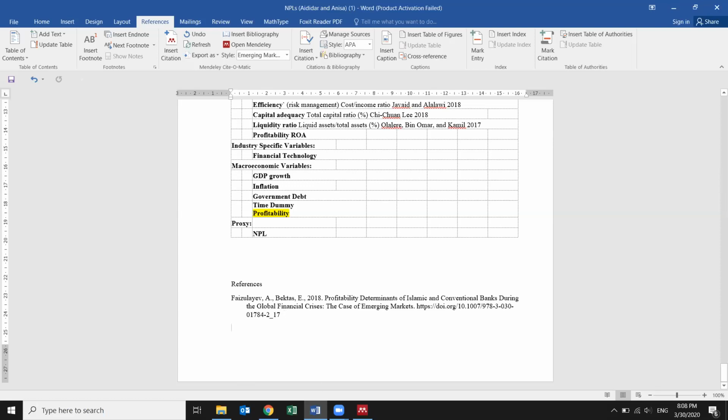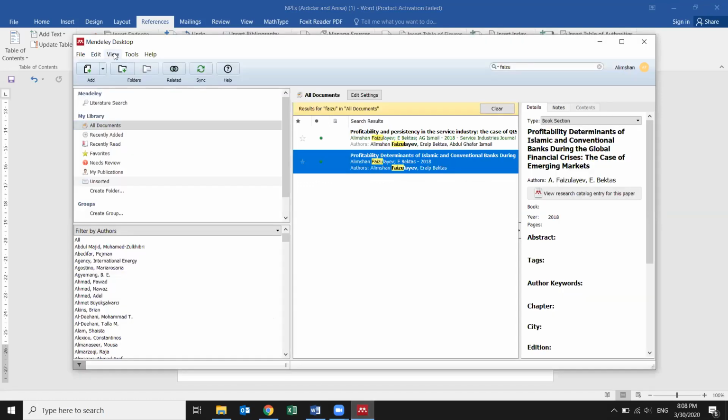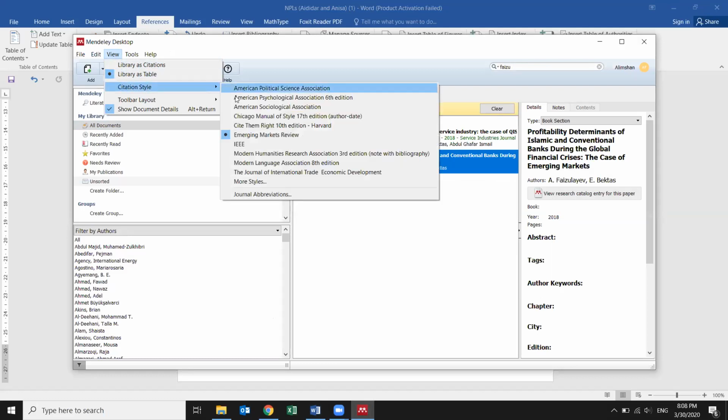And you can select the types of reference style here. If you go to the program, Mendeley Desktop, there is a view, citation style, and here you can search the conferences, you can search the journal. For example, for the last article that I was writing for Journal of Emerging Market Review, my references are arranged according to this journal.